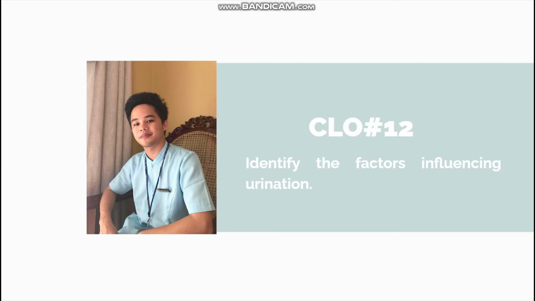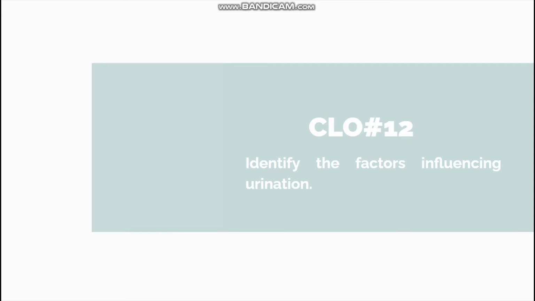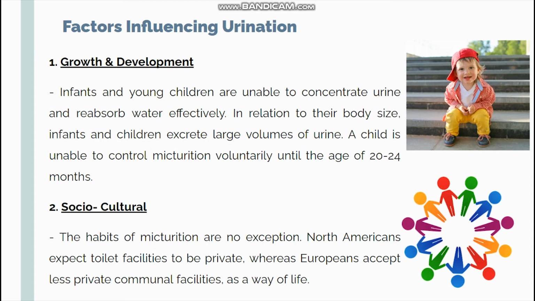For CLO number 12, identify the factors influencing urination. Number 1, growth and development. Infants and young children are unable to concentrate urine and reabsorb water effectively. In relation to their body size, infants and children excrete large volumes of urine. A child is unable to control micturition voluntarily until the age of 20 to 24 months.